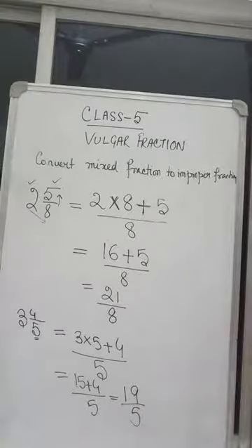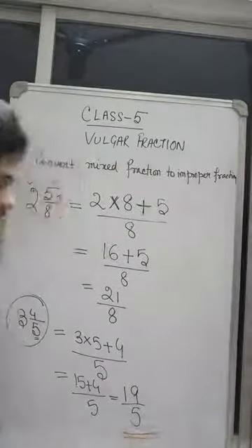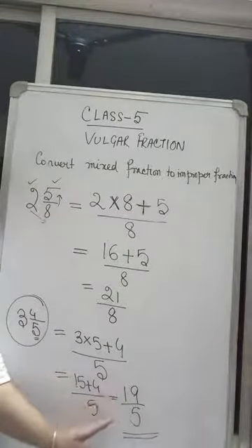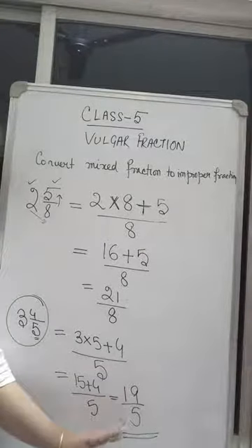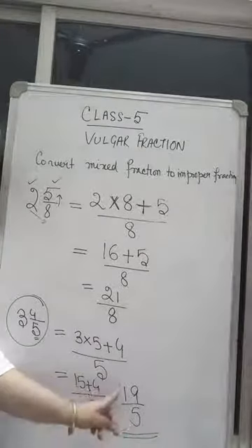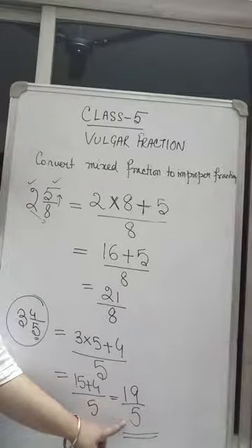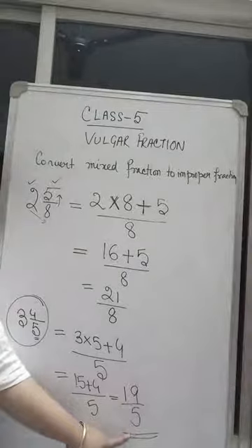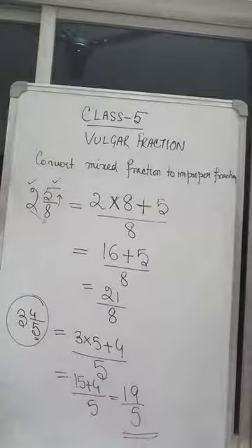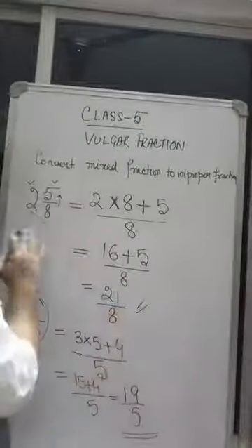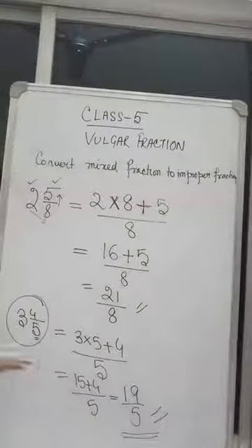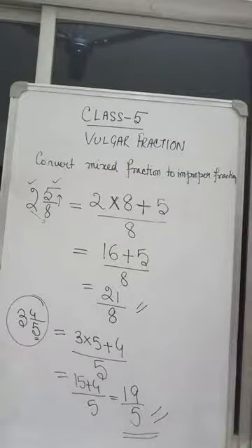So now you can see that from the mixed fraction we have converted into only a fractional number, because there is no whole number part and it is just a fractional number containing a numerator and a denominator. And since the numerator is greater than the denominator value, we call it an improper fraction. So 21 by 8 is the answer of this. 19 by 5 is the converted improper fraction from the mixed fraction 3 4 by 5.